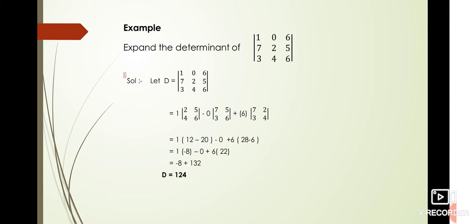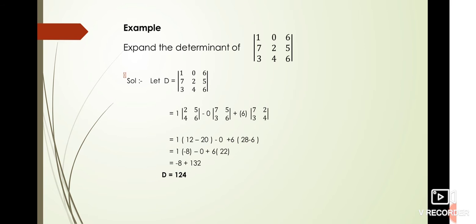Now in the next example, expand the determinant of 1 0 6, 7 2 5, 3 4 6. Let us see the solution. We denote the letter capital D of the given determinant. That is equals to, we write the first element as a 1 multiplied by the minor of the 1. That is, we delete the element in the first row and first column. So remaining elements are 2 5, 4 6, minus the second element is a 0 multiplied by the minor of the second element, plus the third element is a 6 multiplied by the minor of the third element.